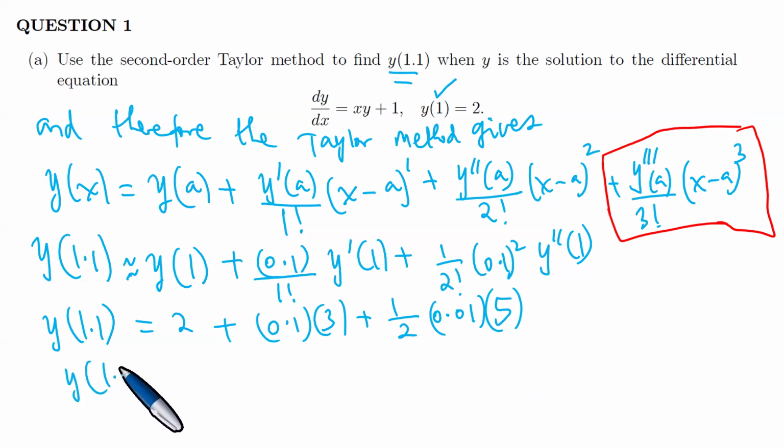Meaning, therefore, why is this 0.1? Right, we have learned, therefore, that x is 1.1, but this is about 1, which means 1.1 minus 1 is 0.1. 1.1 for x minus 1 is 0.1, but it is squared. And this is called the second order Taylor polynomial.